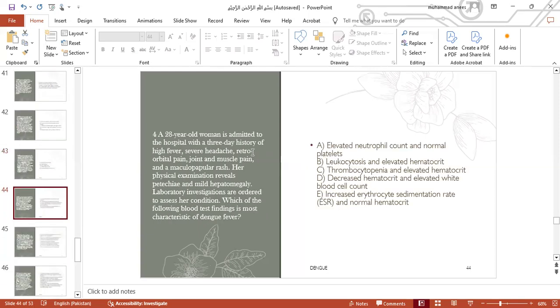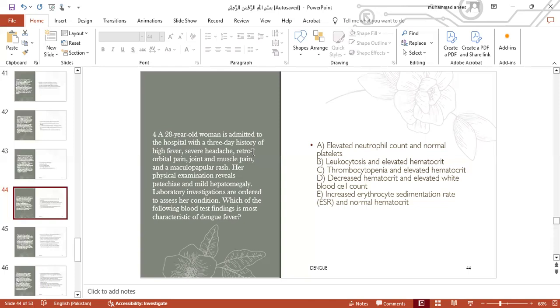Number 4: a 28-year-old woman is admitted to the hospital with a 3-day history of high fever, severe headache, retroorbital pain, joint pain, muscle pain, and a maculopapular rash. Her physical exam reveals petechiae and mild hepatosplenomegaly. Lab investigations are ordered to assess her condition. Which of the following blood findings is most characteristic of dengue fever?